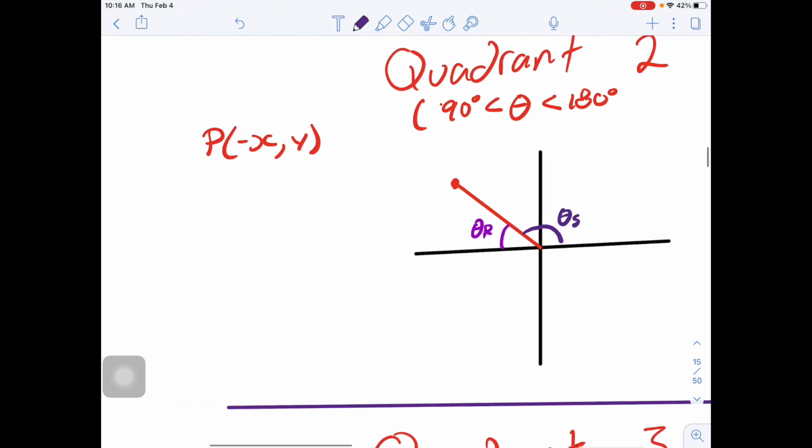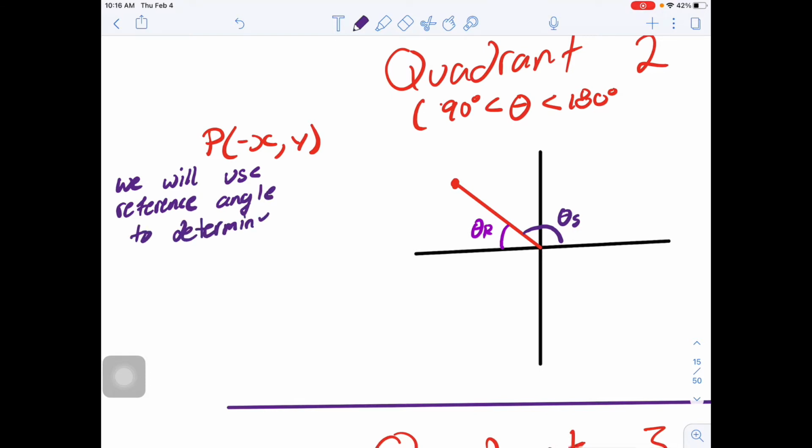So we will use reference angles to determine standard angle ratios. And because remember what reference means. Reference means we're just going to use it to understand something else. So we're going to reference this angle to create the trig ratios, but it's actually finding the standard angle ratios.